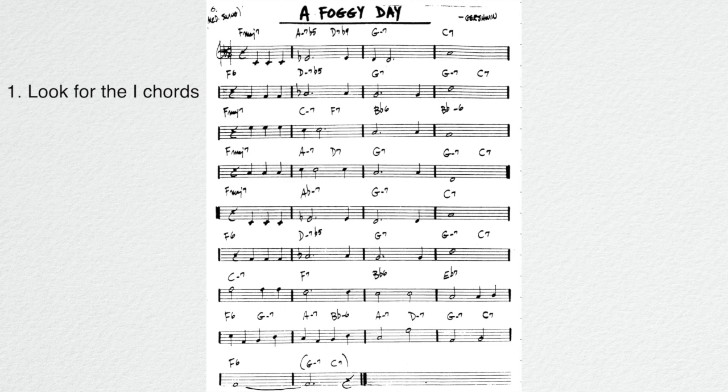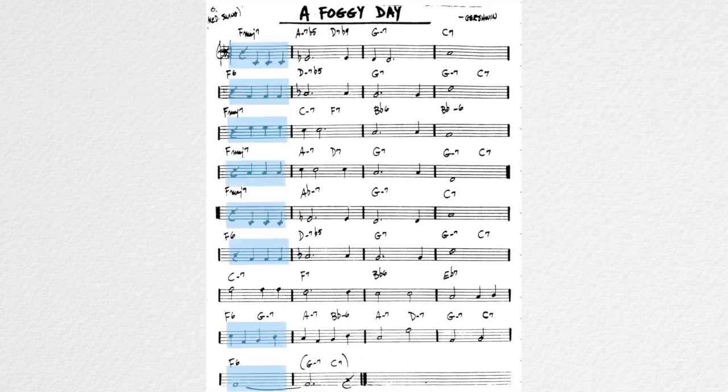A Foggy Day is unusual in that it comes back to the one chord very frequently. Usually these songwriters would avoid the one chord, especially in the beginning of the song, because going back to the one pauses the forward motion, and they like to keep it moving. If you look straight down the page, almost every single bar 1 of every system is an F major 7 chord, with a couple of exceptions.